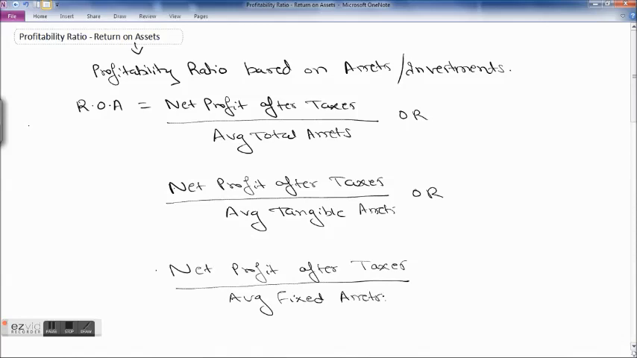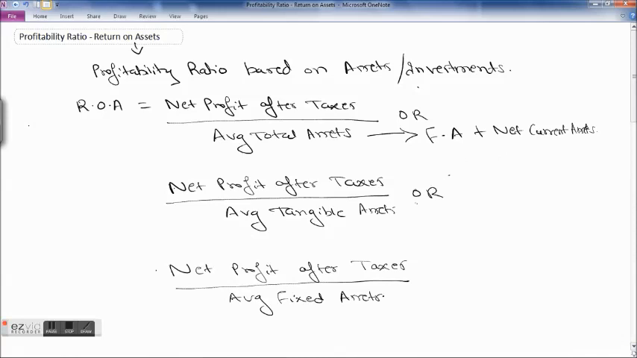So what does that mean? If you see, the numerator is the same in all three cases, only the denominator is changing. What is the average total asset? Average total asset is fixed asset plus net current asset. It does not include fictitious assets, like miscellaneous expenditure to the extent not written off or accumulated losses. They are not included in average total asset.